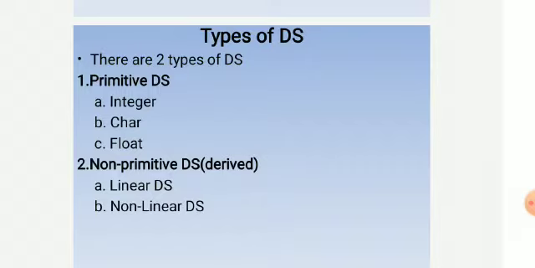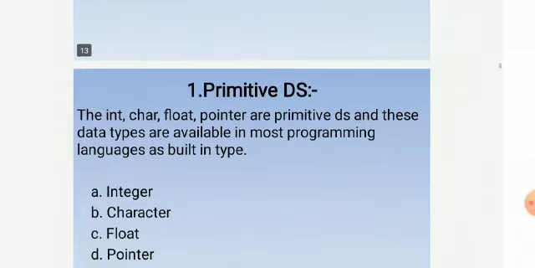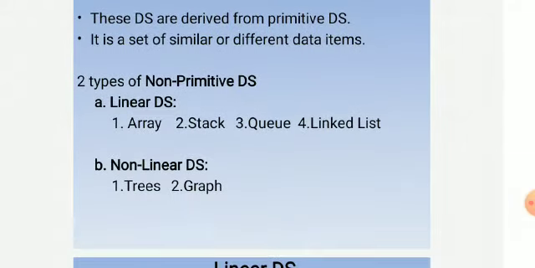So which are the non-primitive data structure types? Again, linear data structure and non-linear data structure. The linear data structure consists of arrays, stack, queue, linked list. Now we have to write some programs for the array, stack, queue and linked list, and there are separate programs we have to learn for the stack, queue and linked list, which will be covered in the next lectures.